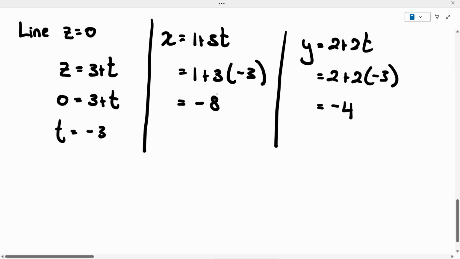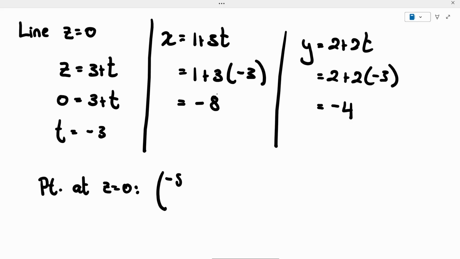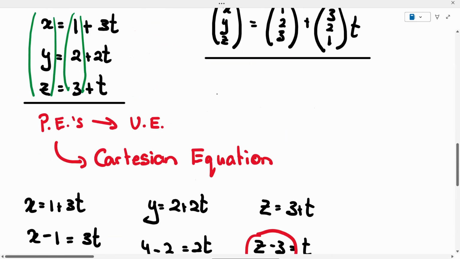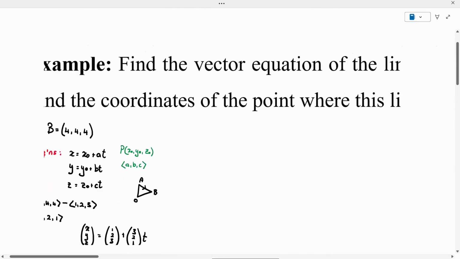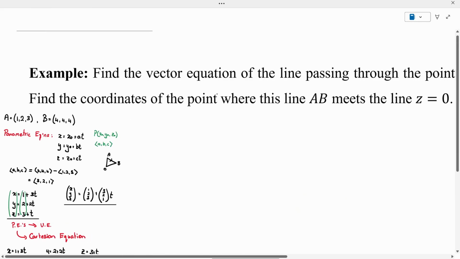So the point where it meets the line z is equal to 0 is just the x value is minus 8, the y value is minus 4, and of course, the z value is 0, right? Minus 8, minus 4, 0. So anytime they ask you something like find the coordinates of a point, all you need to do is substitute whatever they're asking. So if they say at z equals 0, or y equals 0, or x equals 1, it doesn't have to be 0. You just substitute and solve, and you go down here, right? So that was the solution for that question.